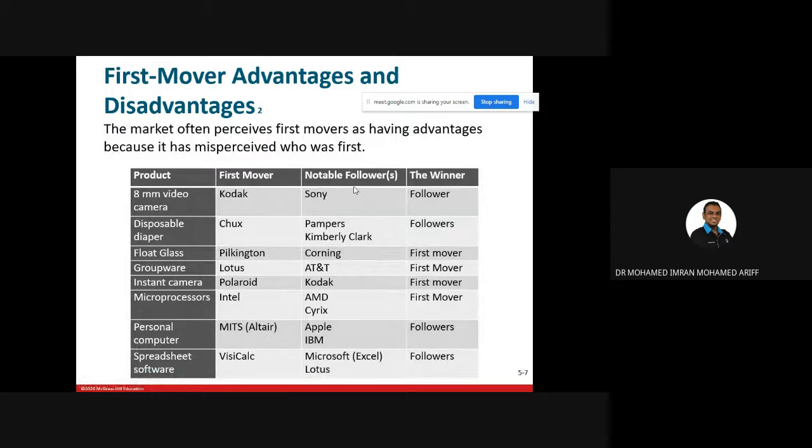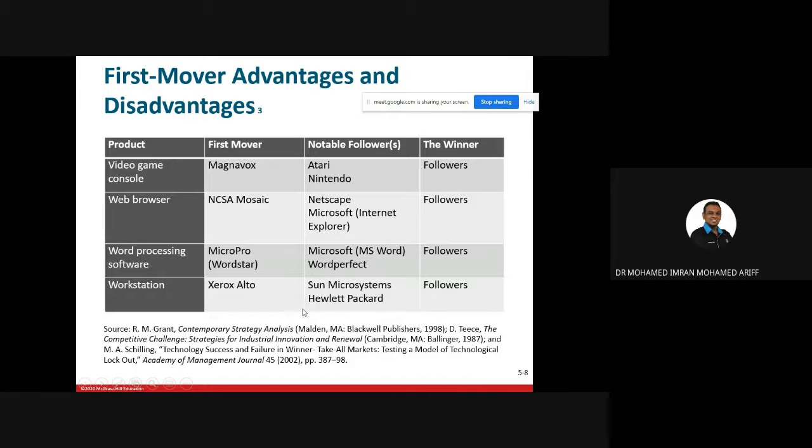So these are some examples of first movers and followers and the winners. Disposable diapers. Ni lah company dia, Chucks. And then Pampers, Kimberly-Clark. And now you have so many others lah. Intel. Now you have AMD lah, macam-macam. Polaroid is the first instant. And then Kodak. And then now you have so many others. Okay. Apa lagi? Xerox was the first movers. And then you have this now. Okay, macam-macam dah. So these are some of the examples.